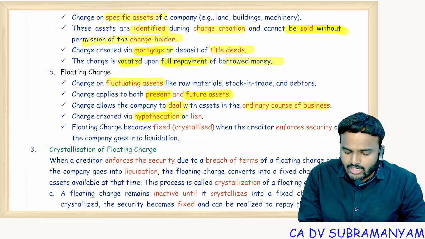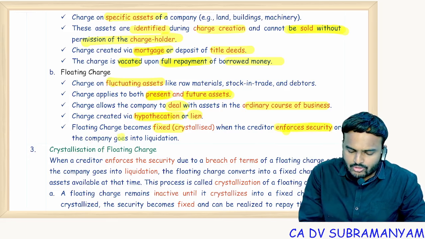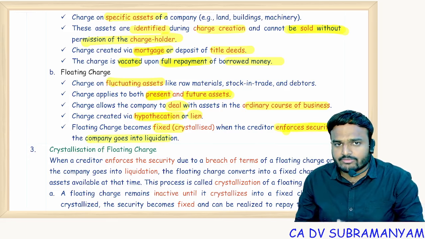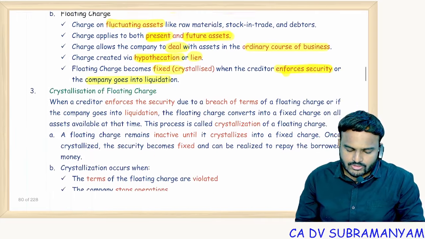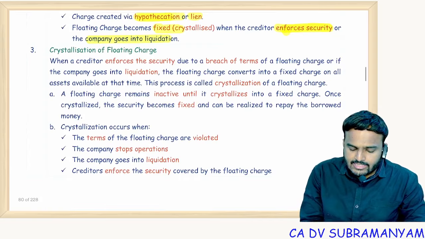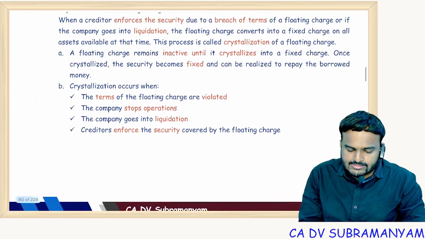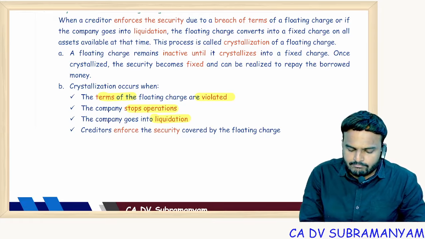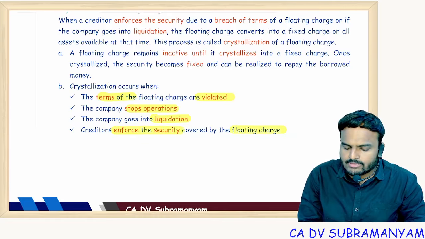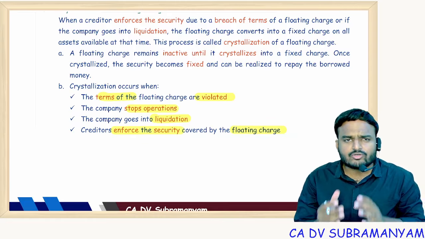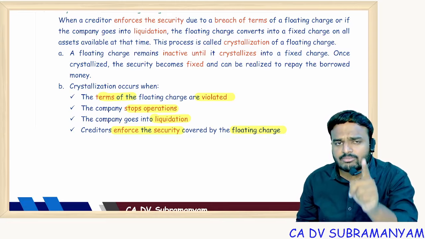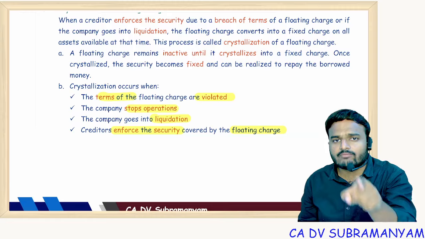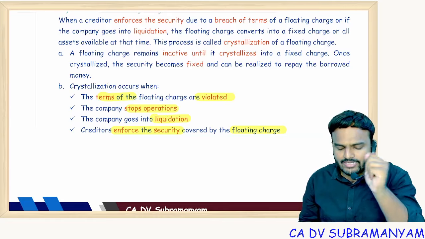For a charge created via hypothecation or lien, the floating charge becomes fixed when the creditor enforces security or the company goes into liquidation. So crystallization happens in the following 4 cases. Remember: terms violated, company stops operations, company goes into liquidation, creditor enforces the security covered by the floating charge. Terms, for example, the banker told you, continuously 3 installments, if you are not paying, your floating charge will be converted into a fixed charge, as the terms you violated.